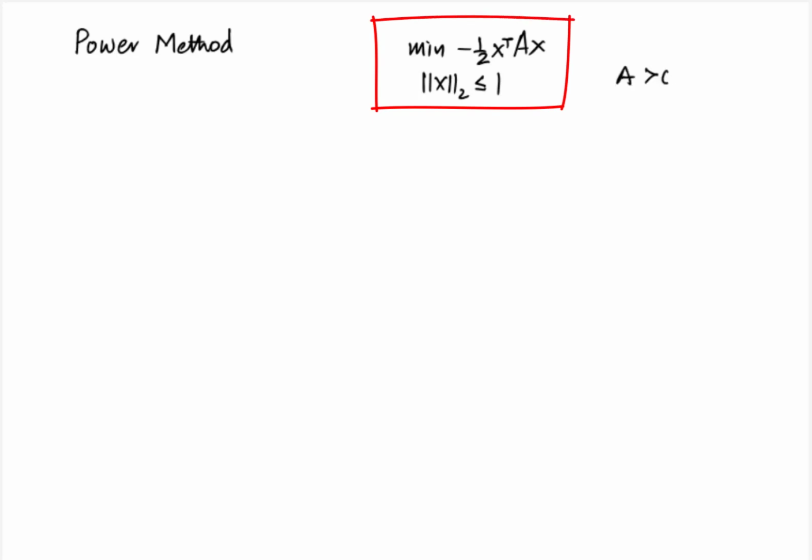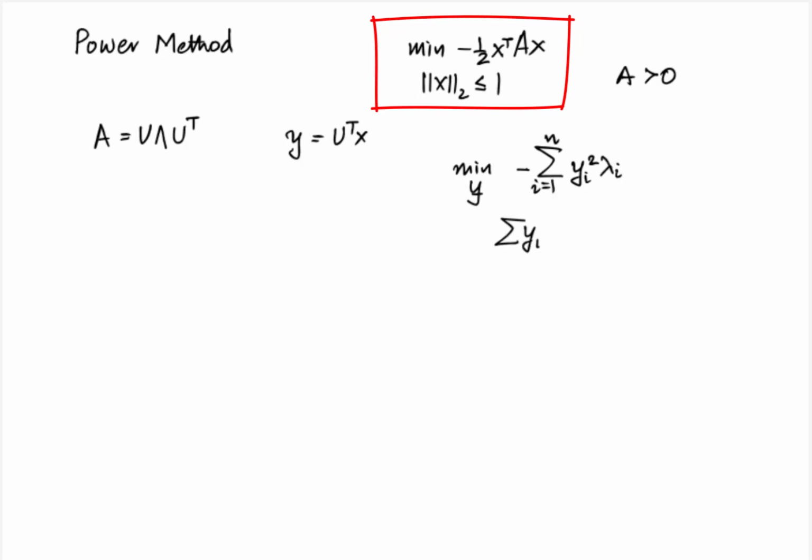Continuing the earlier example, consider a special case, which is the problem: minimize minus half x transpose A x subject to norm of x less than or equal to 1, where A is a positive definite matrix, so that this objective is a concave function. This is a non-convex problem. But the solution of this problem can be easily obtained by using the eigenvalue decomposition of A. So in fact, if you write A as U Lambda U transpose, then making the change of variables y equal to U transpose x, the problem can be written as min over y of minus the summation i from 1 to n of y_i squared lambda_i subject to the sum of y_i squared less than or equal to 1.